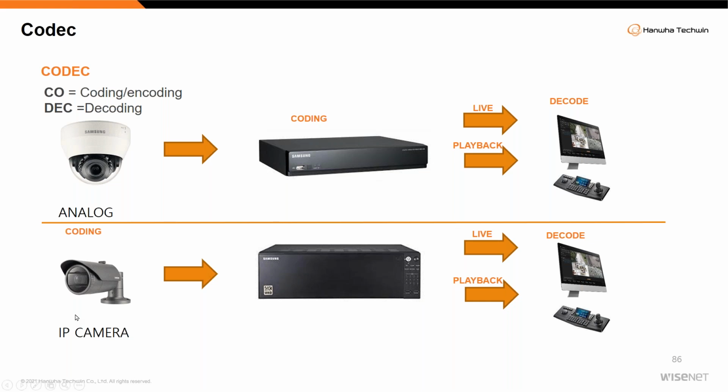Okay, now so coding is happening in the IP camera. What is decoding? Decoding is when the video goes to the NVR. From the NVR, if you are doing a playback, you are seeing the recorded video, it is already coded and kept in digital format, right? 1010 in digital format. So you have to decode.